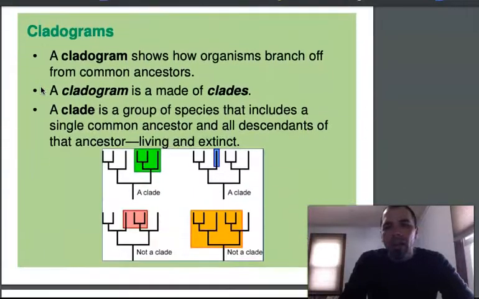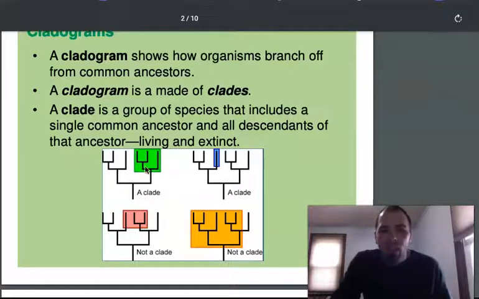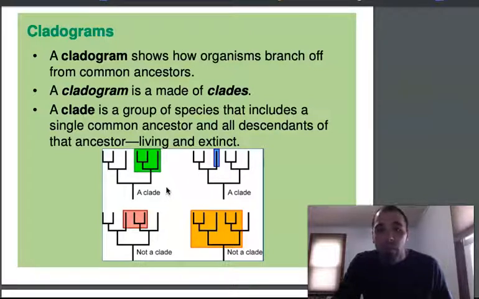When we talk about a cladogram, this just shows how organisms branch off of a common ancestor. A cladogram is made of clades. Think of a clade as like a group. If you look here on the PowerPoint, this green, all of that's a clade. This one by itself is a clade, not a clade, not a clade. The key is that the clade has to include the common ancestor. So a cladogram is made of clades, and a clade is a group of species that includes a single common ancestor and all its descendants.